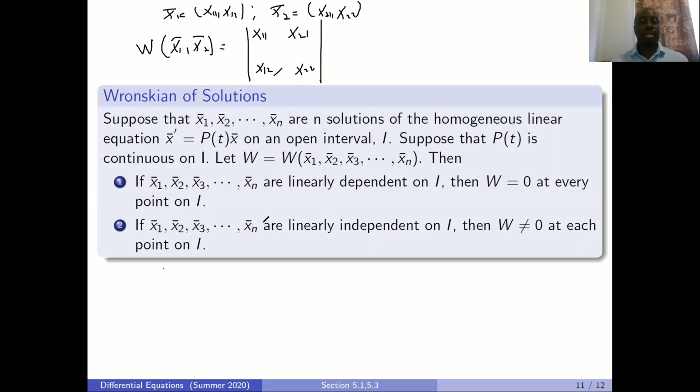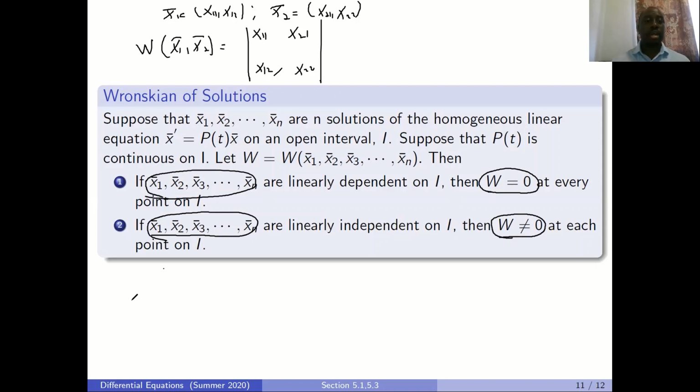Just like we defined previously, the vectors will be considered linearly independent if the Wronskian is non-zero for each value of the independent variable, and the vectors will be considered linearly dependent if the Wronskian vanishes for each value of the independent variable t in this case. And so we can immediately check if vectors are linearly independent.